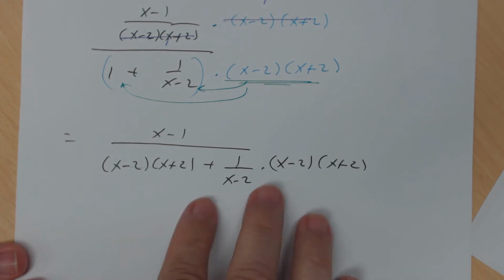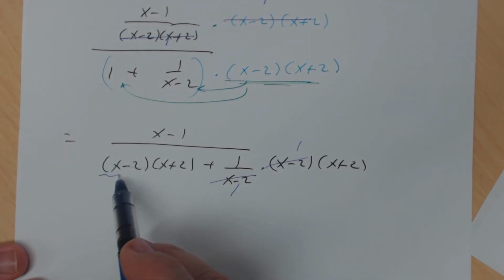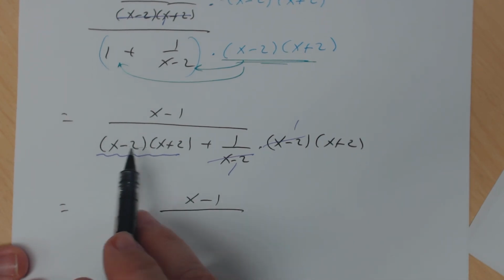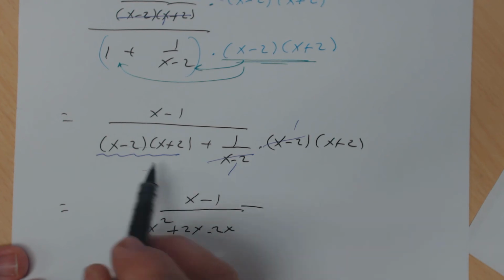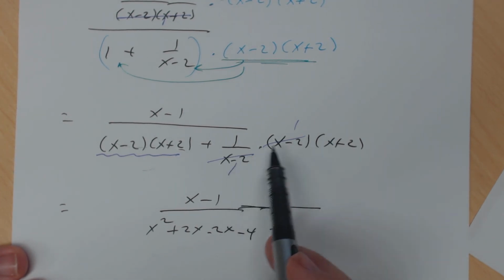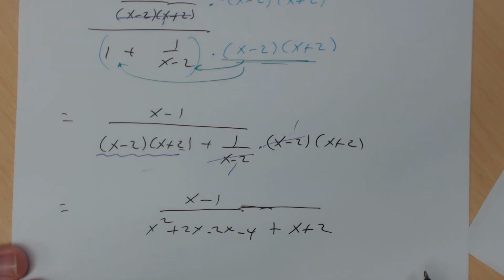Now, first of all, let's go ahead and reduce this right here. So this x minus 2 reduces with this x minus 2. Now remember, you want to get rid of the parentheses here, so you have to use the FOIL method. So you're going to get x minus 1 over, okay, now when I use FOIL, the first is x squared, the outer is 2x, the inner is a negative 2x, and the last is a negative 4. Plus, now remember these x minus 2's divide out, so you get 1 times x plus 2 is x plus 2. That's what you get.